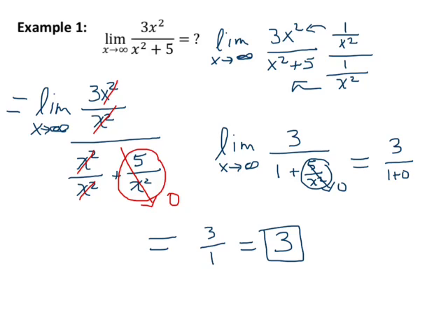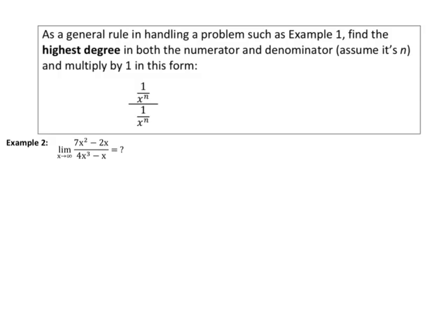Now, let's go ahead and take a look at some more information. As a general rule in handling a problem such as the one we just saw, we will find the highest degree in both the numerator and denominator, and we're going to multiply in the following fashion. Let's take a look at another example, and then we'll finish up.